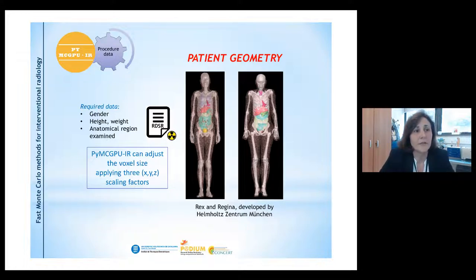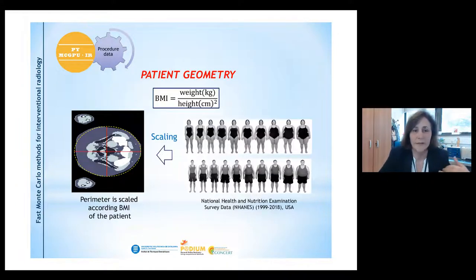MCGPU-IR runs on voxelized geometries, and in particular, we use Rex and Regina from the AGMU. These phantoms are voxelized. I mean, they are not mesh phantoms, but they can be adjusted using three scaling factors in different dimensions, in such a way that with the height and the weight of the patient, we can calculate the body mass index, and with this body mass index, we can scale the perimeter of the voxel phantom in the region of interest. What else?